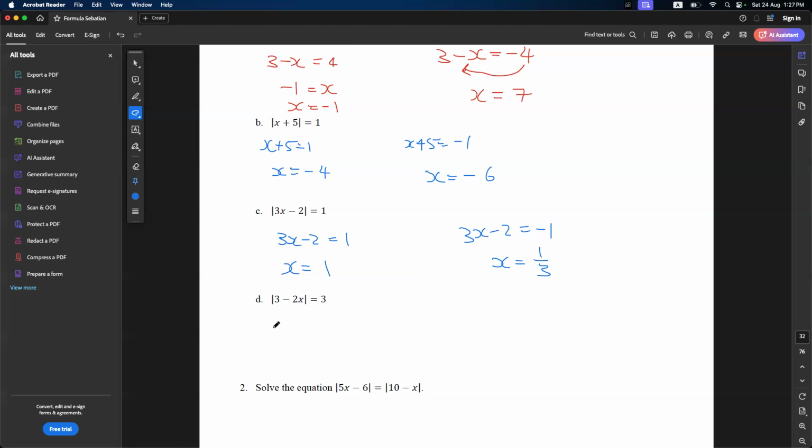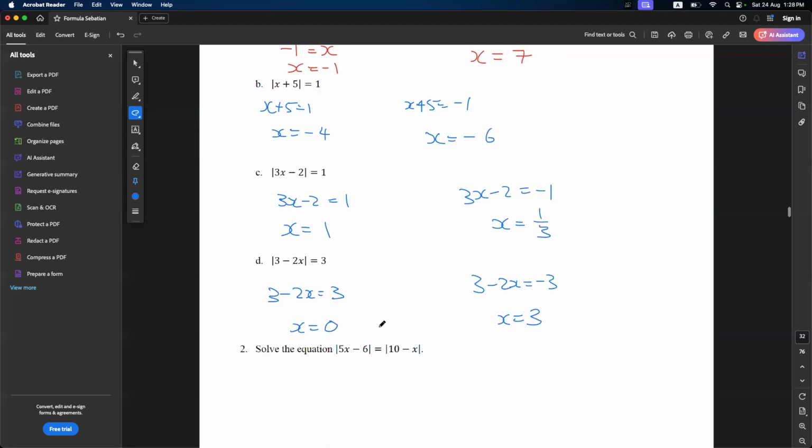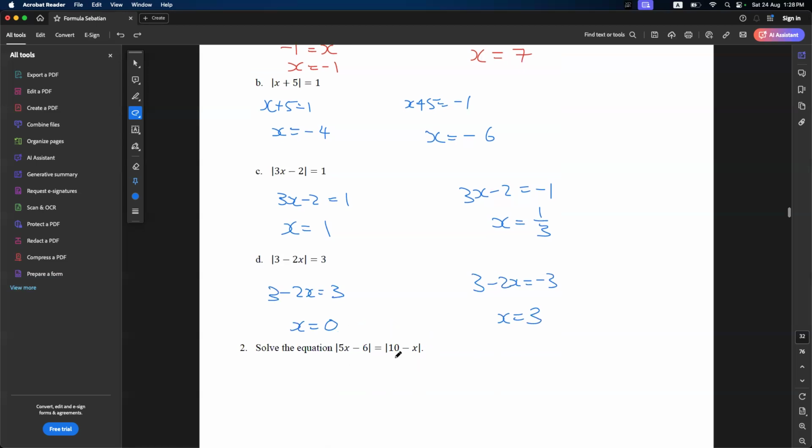Last one here, 3 minus 2x is equal to 3. 3 minus 2x is equal to negative 3. X can either equal 0 or x can equal 6 over 2, which is 3. Two answers. Obviously, you're not going to get tested so easily. This is not the question. Maybe the question will really look something like this.